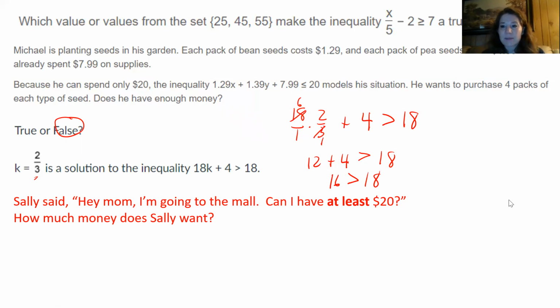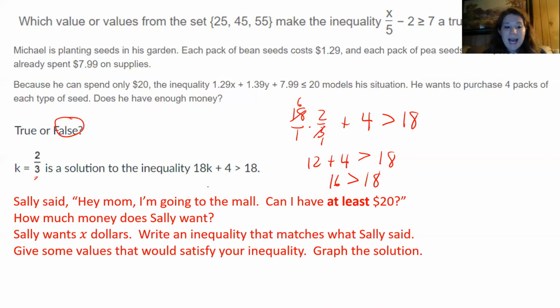Let's say Sally's going to the mall and she says, hey, Mom, I'm going to the mall. Can I have at least $20? Well, how much money does Sally want? Does she want $15? No. Does she want $20? She'll take it. But really probably she wants $20 or more, right? She probably wants either $25 or $30. So the words at least means that Sally wants greater than or equal to $20.